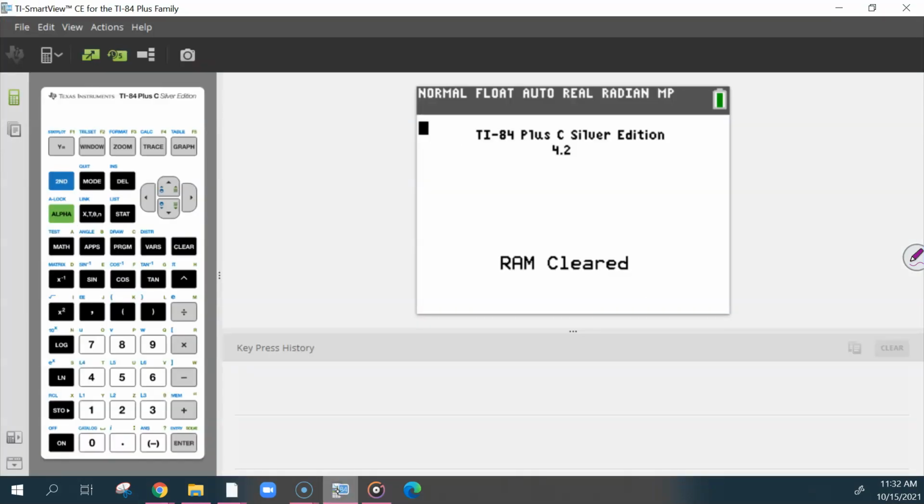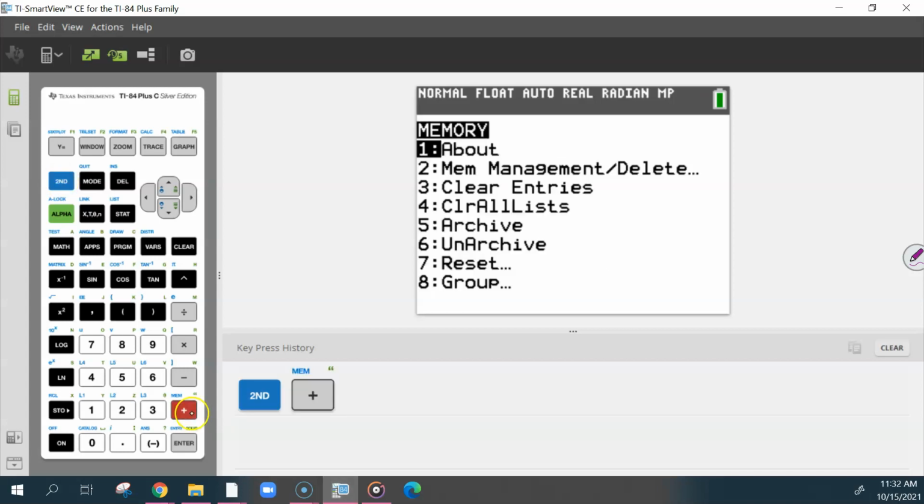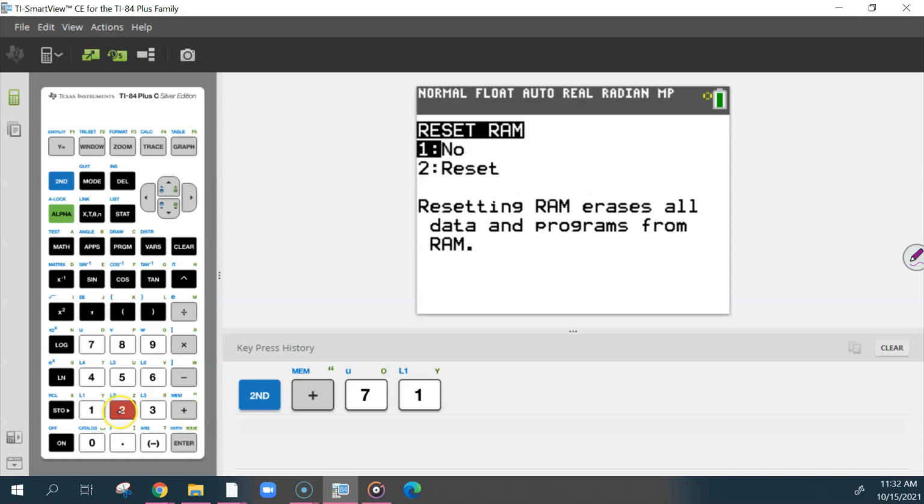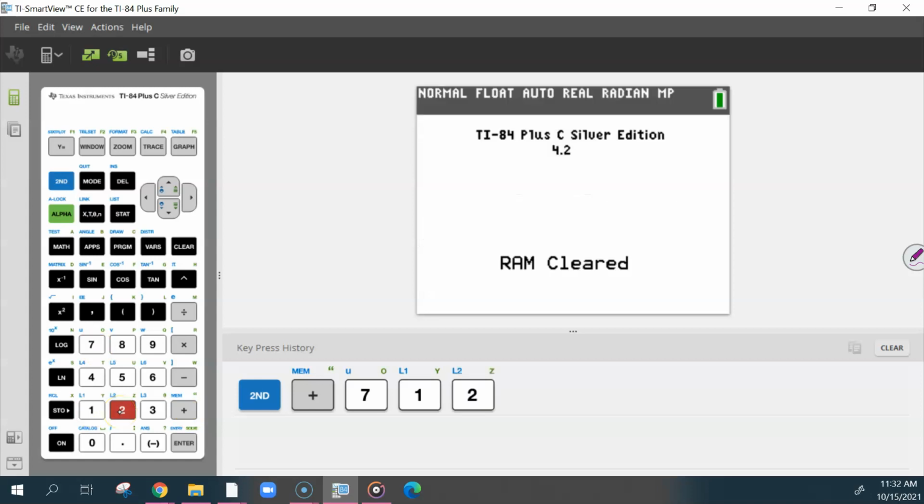Reset your calculator, just because a lot of people have used this. Second plus 7, 1, 2. We reset it.